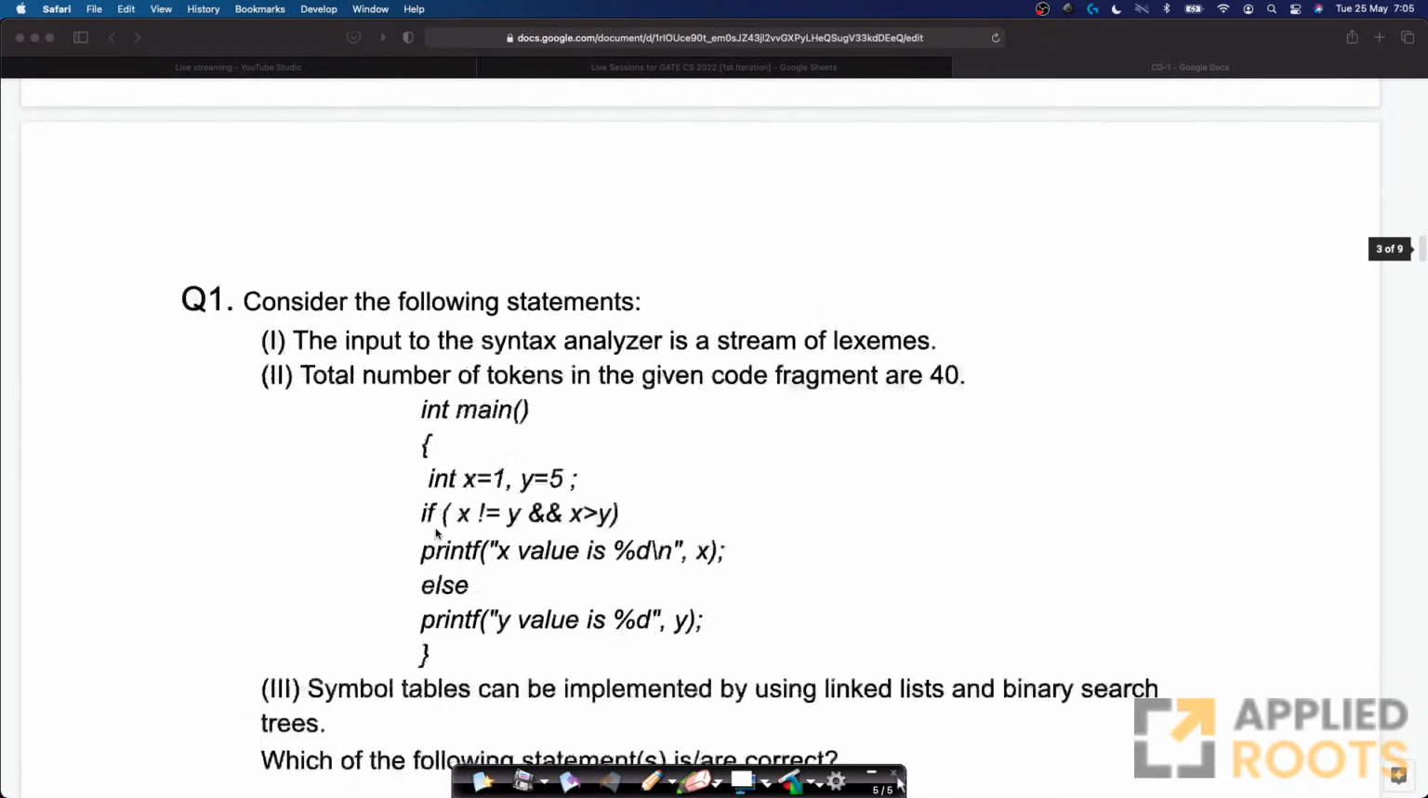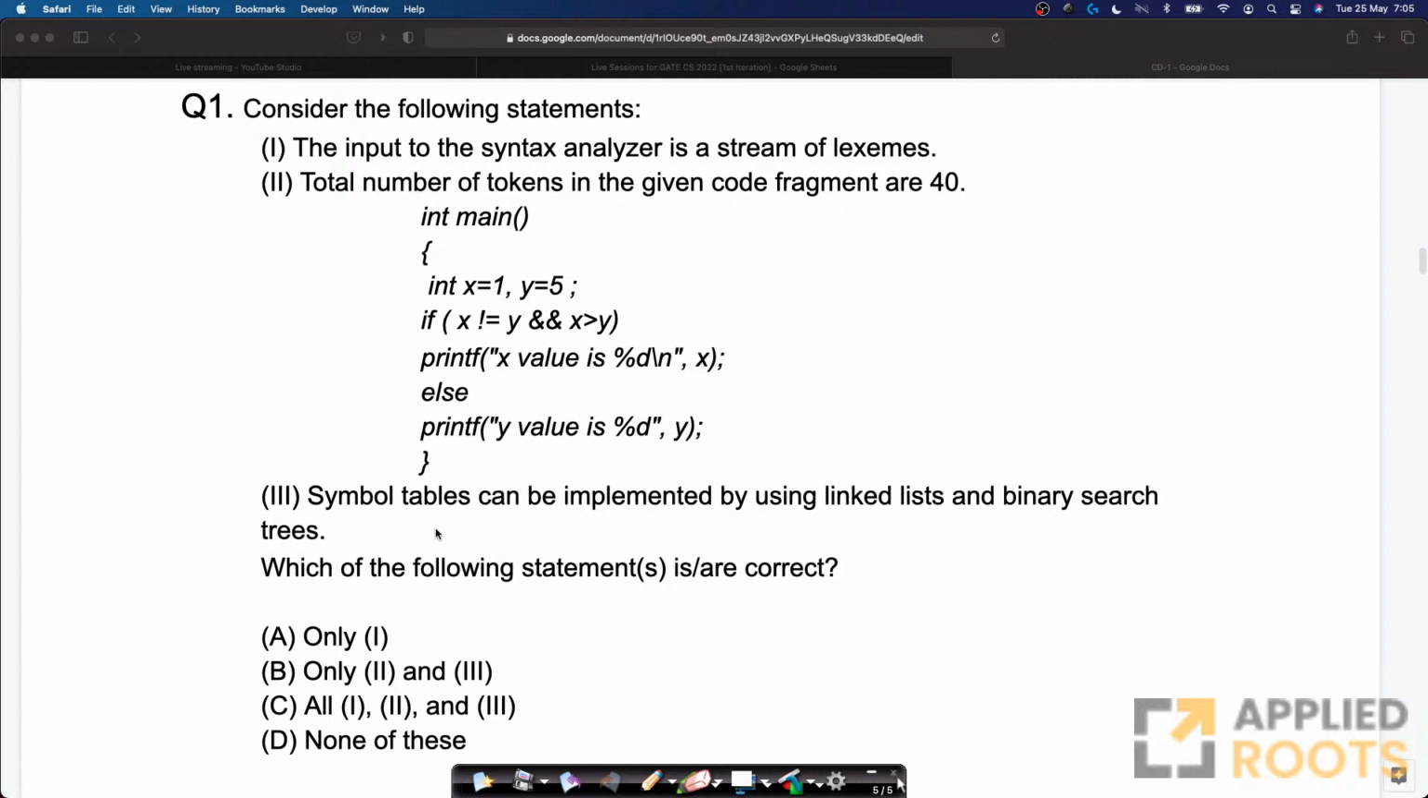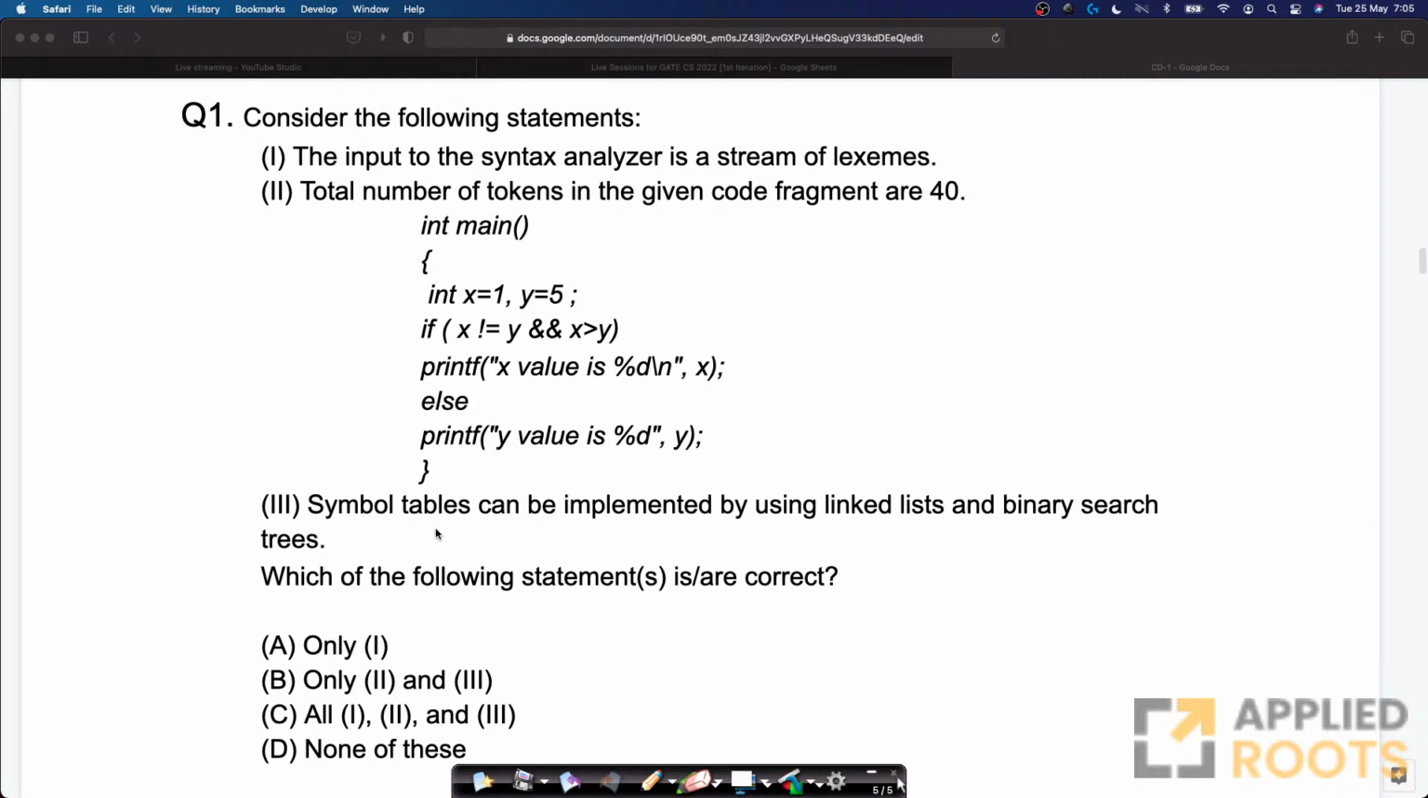Okay, so let's go with the first question. I hope this is clear. Again, some of these questions can be lengthy, so please take time and think through them. Most of the questions in compiler design tend to be easier.